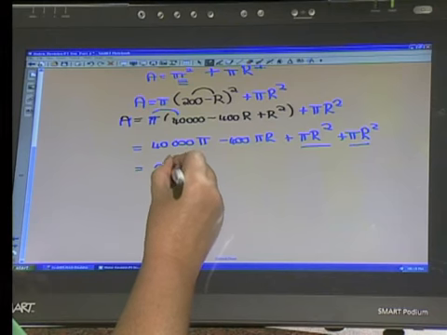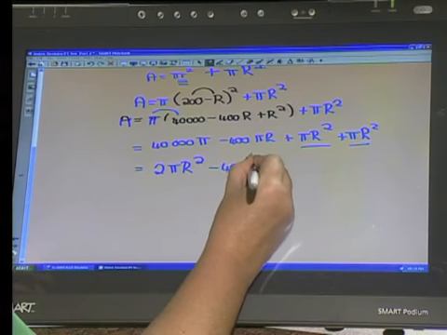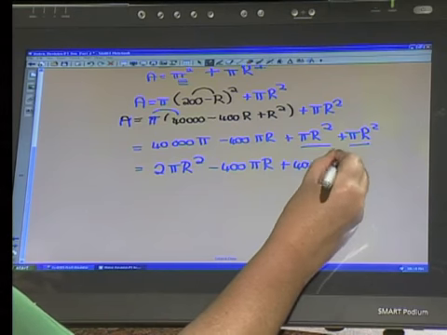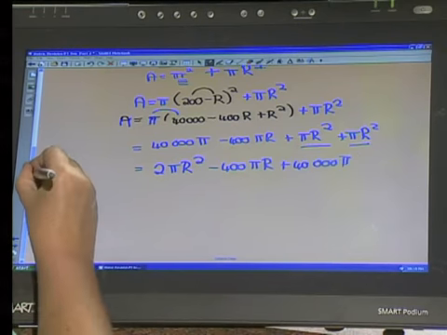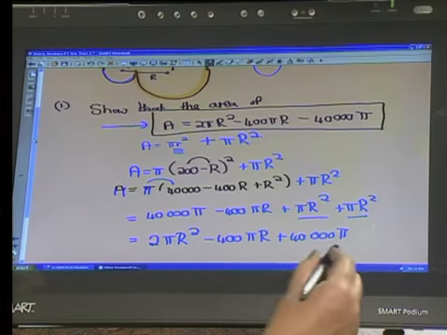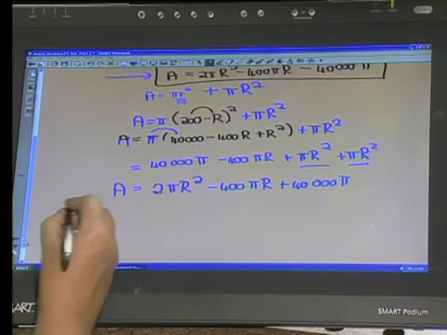It doesn't really have to be, but it's usually the convention. So I would start by looking at that and saying 2 pi big R squared minus 400 pi R plus 40,000 pi. Now, if we look back to what we were trying to prove, it was to show that the area is that, and you can see we have got exactly what they wanted. Yes, ma'am. Good. So let's look at the second part.